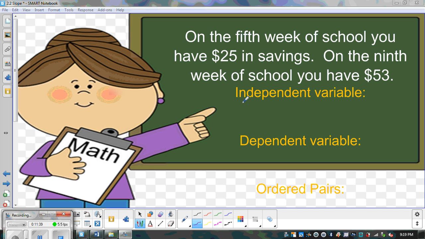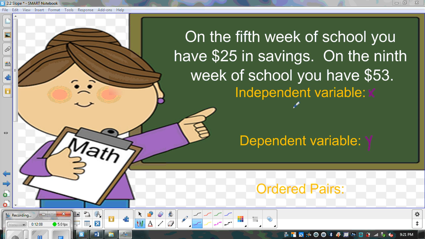Looking at our first example here, we have on the 5th week of school, you have $25 in savings. On the 9th week of school, you have $53. First thing we want to do is identify independent versus dependent. Remind yourself that independent is the x, dependent is the y. Well, the two things we're talking about is the weeks or the time and the money.